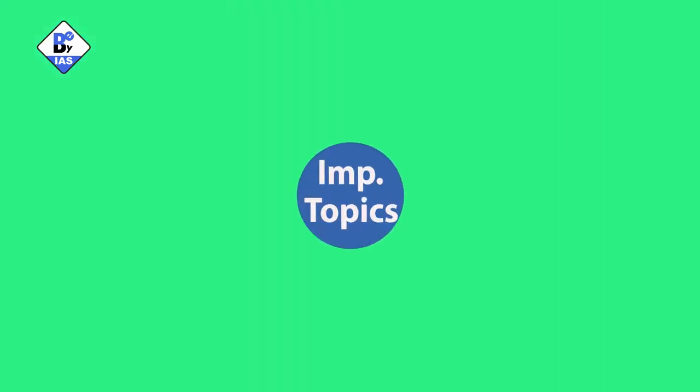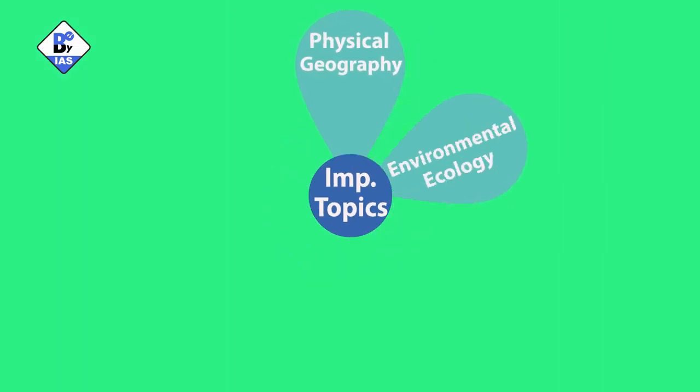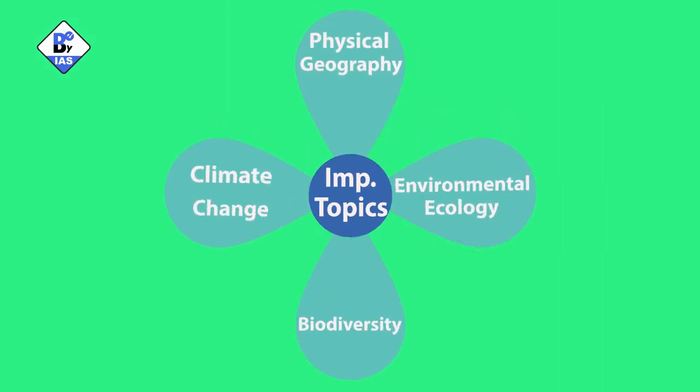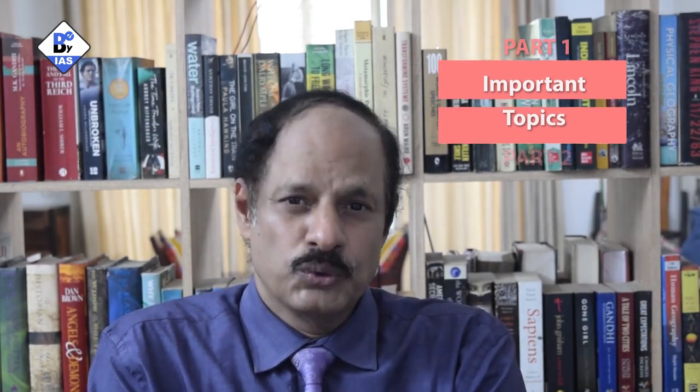So, welcome to this lecture on important topics on physical geography, environmental ecology, biodiversity, and climate change. I will divide this into two parts. The first part will cover geography, and the second part will cover the ecological environment, biodiversity and climate change. We'll adopt a very systematic and scientific approach, going according to the sequence from NCERT Class 11 and 12 to the standard books and related current topics of importance.